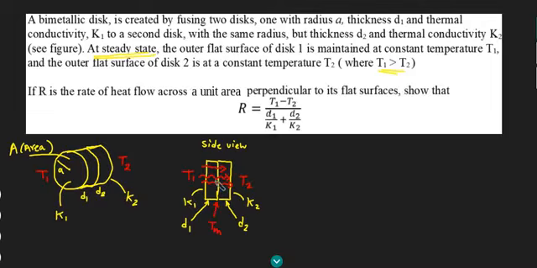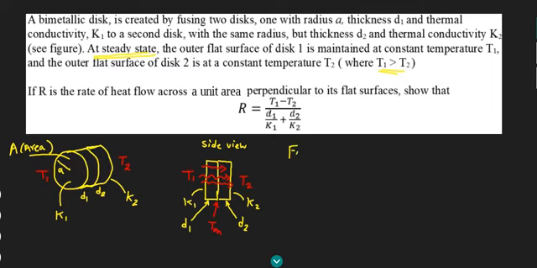Now, since we are looking at steady state conditions, inside the bimetallic disk, at any point, the temperature does not change. The temperature is a constant. So as a result, I can consider that at the boundary of disk 1 and disk 2, the temperature is Tm and that is also constant. So the equation that we are going to use to solve this problem is the heat conduction equation for steady state cases.